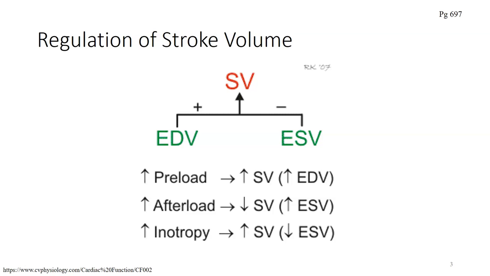Therefore, the normal stroke volume would be end diastolic volume minus end systolic volume, or 120 milliliters minus 50 milliliters would equal 70 milliliters per beat. The 3 main factors that affect stroke volume are 1. Preload, 2. Contractility, and 3. Afterload.